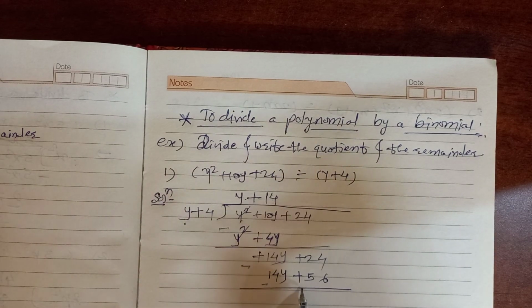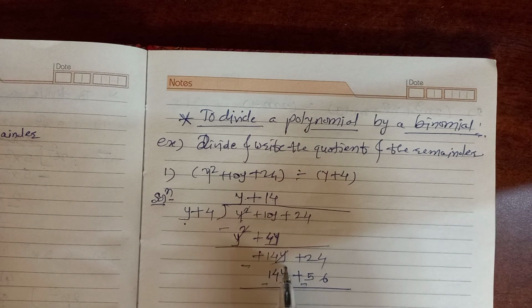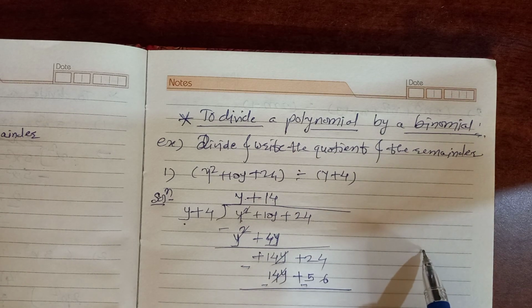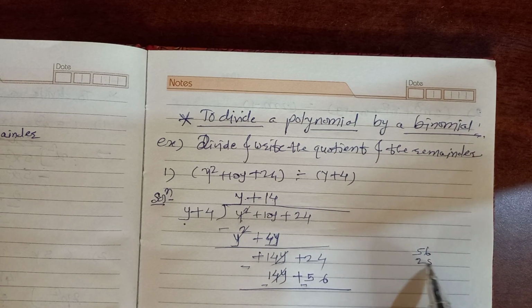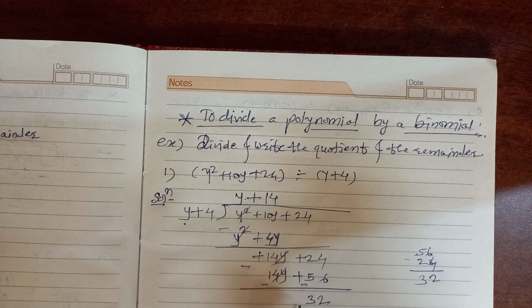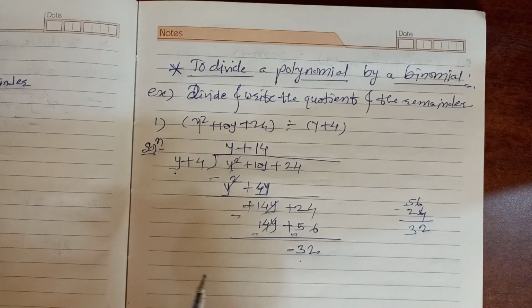So change the sign here, plus becomes minus. Here also plus becomes minus. This plus 14y minus 14y cancels. So 24 minus 56 means you have to subtract 56 minus 24 and give the greater number's sign. Okay. This is 2, 3, 32. Okay. Greater number's sign, minus. So now can we divide this 32 by y? No. Now here you have to stop.